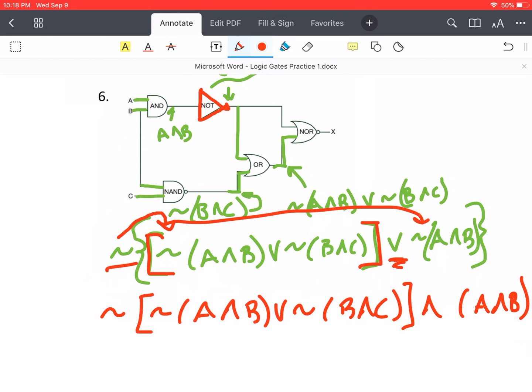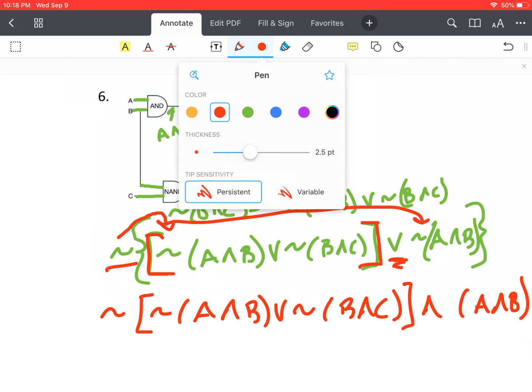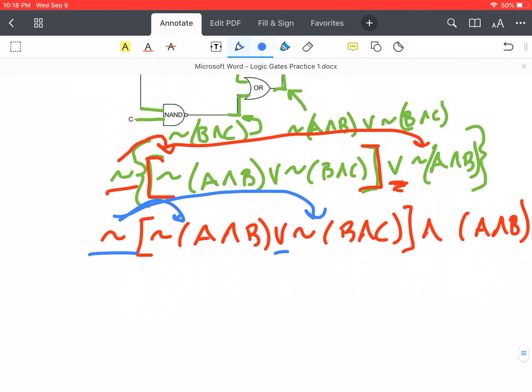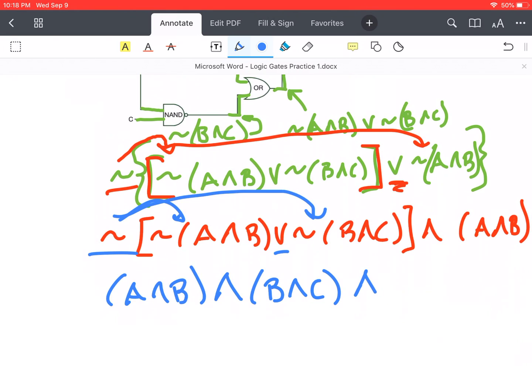Now I'm going to do the same thing. This time I'm going to distribute this tilde to both of these statements. I'm going to change that one in the middle. Now here I get some double negatives, so this works out really nice. So I get A and B, and B and C, and A and B.